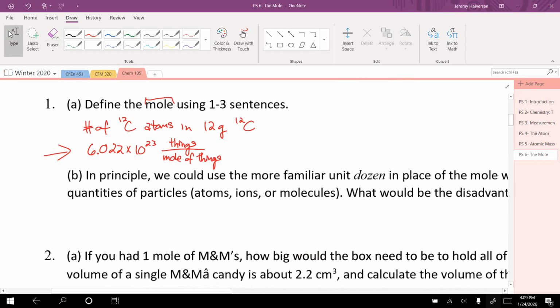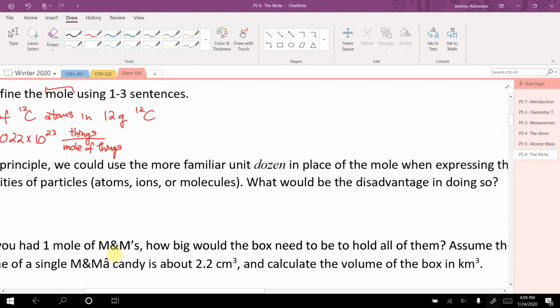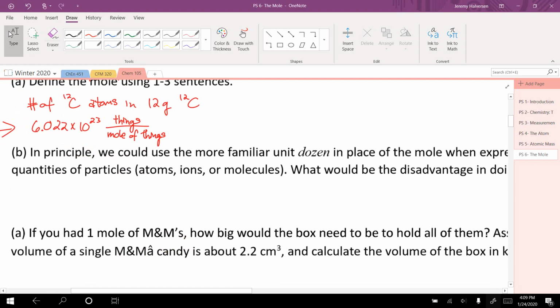And this brings us to 1b, where it says, in principle, we could use the more familiar unit dozen in place of mole when expressing the quantities of particles, atoms, ions, and molecules. Similar to moles, a dozen literally just means 12. It doesn't matter what you're talking about, you could have a dozen of anything. It's exactly the same with mole, but a mole, instead of being 12 things, is 6.022 times 10 to the 23rd things.